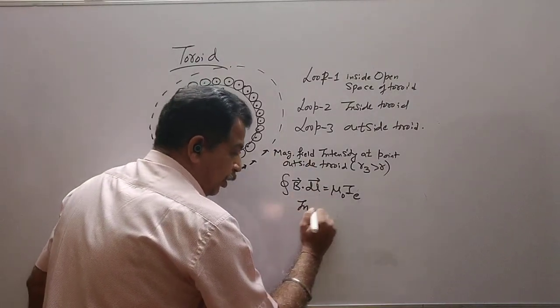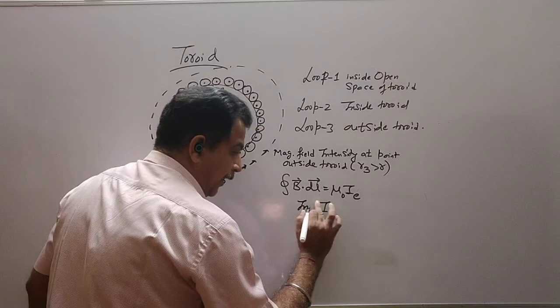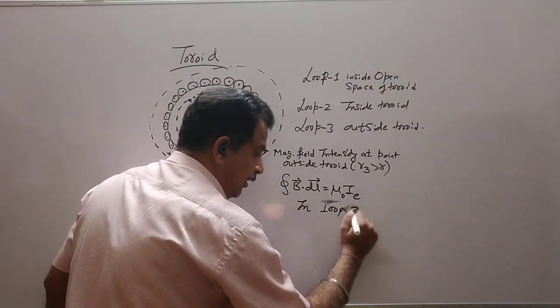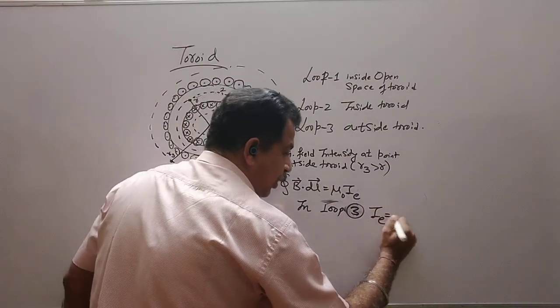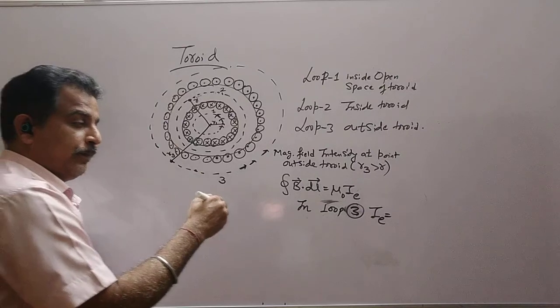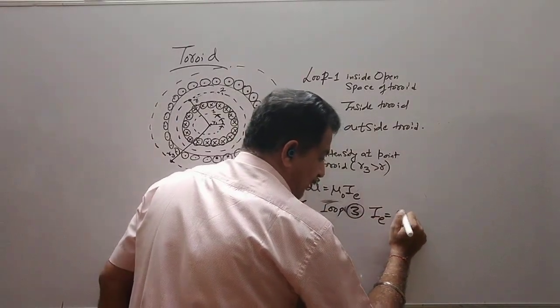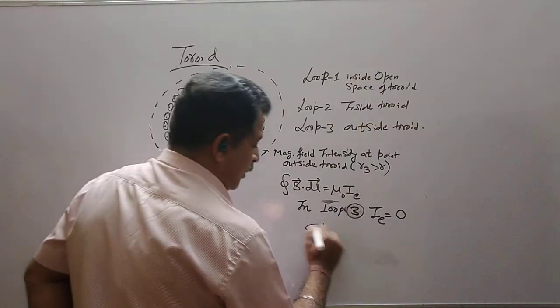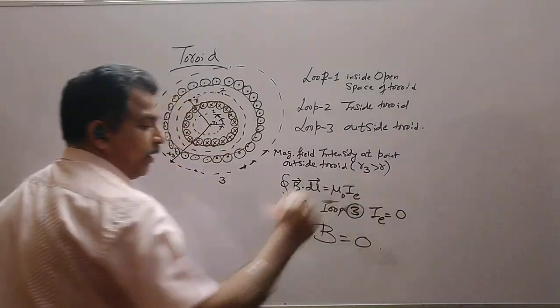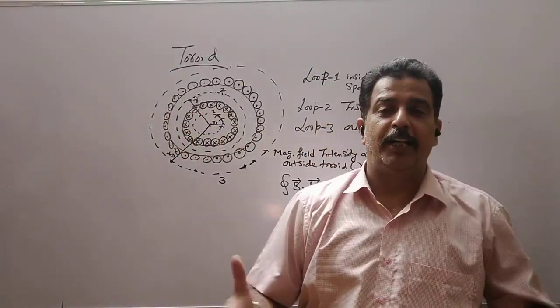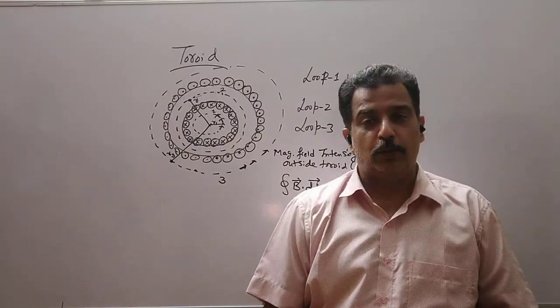So in loop 3 also, I enclosed is, actually it should be coming out and going in. So I1 minus I2, but here I1 is equal to I2. Then the resultant current is 0. And if the resultant current, or the current enclosed in the Amperian loop, is 0, then the magnetic field intensity is also 0.